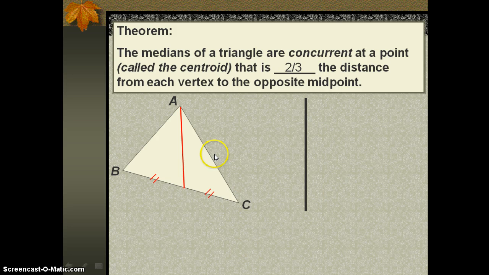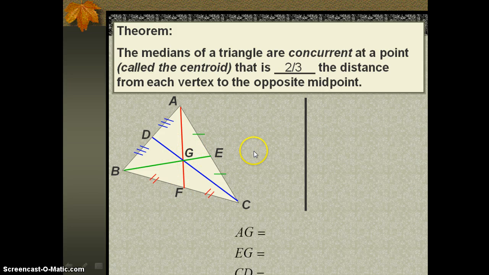Now, I want to point out a median does not have to be perpendicular to the opposite side. All it has to do is go from a vertex to the midpoint of the opposite side. We show that it's a midpoint by marking the two halves congruent. So here's our first median, our second median, and our third median. The point where they're concurrent right here is called the centroid. So I'm going to put in some extra letters to label the opposite end, like the midpoint of where all these are meeting. And then here's our centroid at point G.